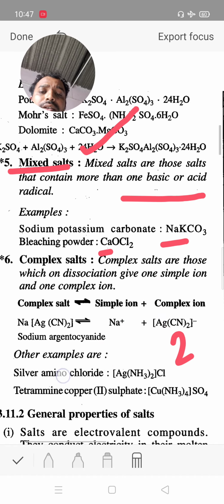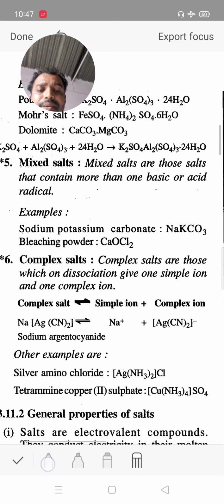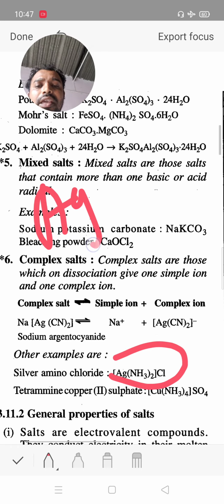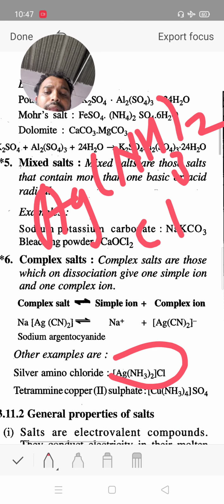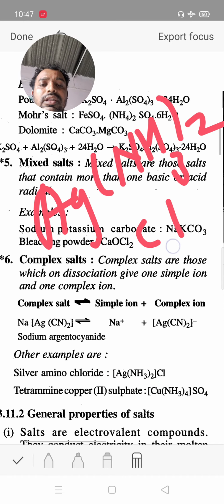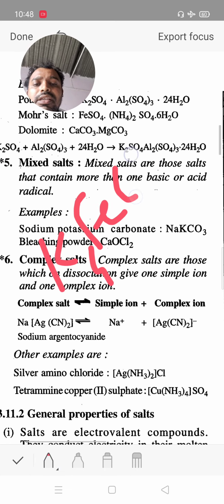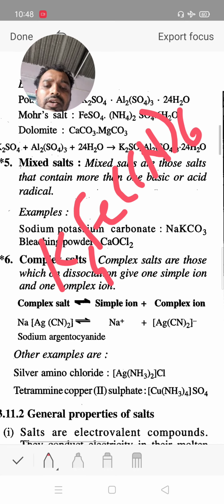Next, complex salt. A complex salt dissociates into a simple ion and a complex ion. Example, [Ag(NH3)2]Cl is an example of a complex salt. It is insoluble in water. Second example, K4[Fe(CN)6], potassium hexacyanoferrate, is an example of a complex salt.